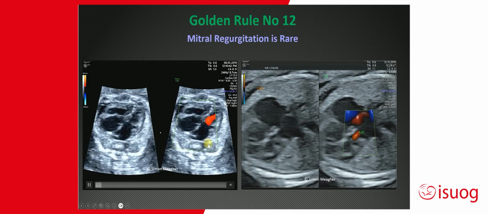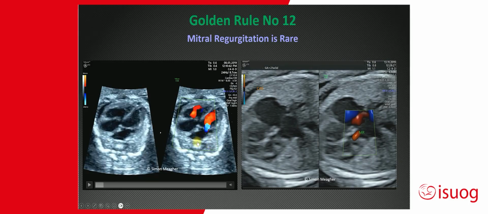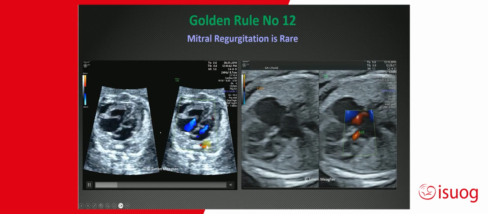Golden rule number 12. Mitral valve regurgitation is rare. Tricuspid valve regurgitation is common. So be serious about seeing mitral valve regurgitation.